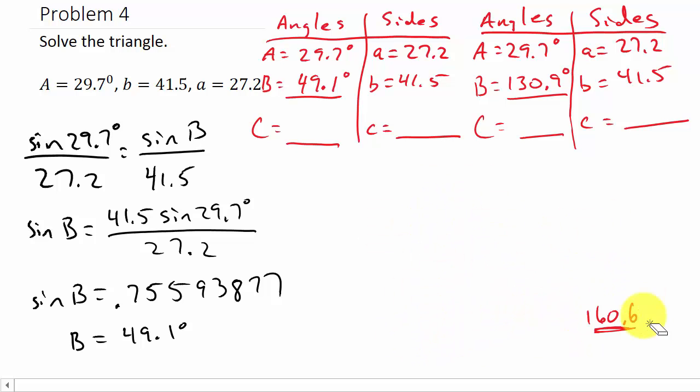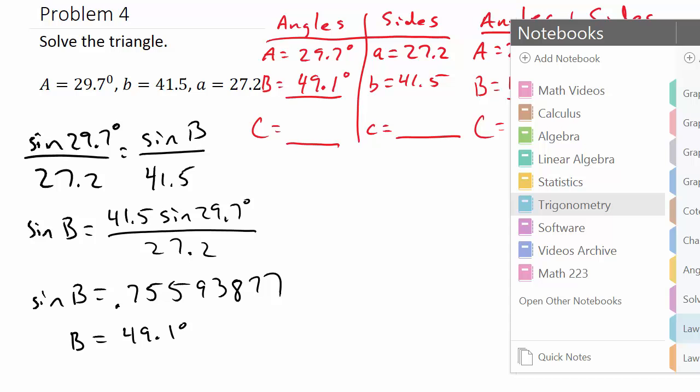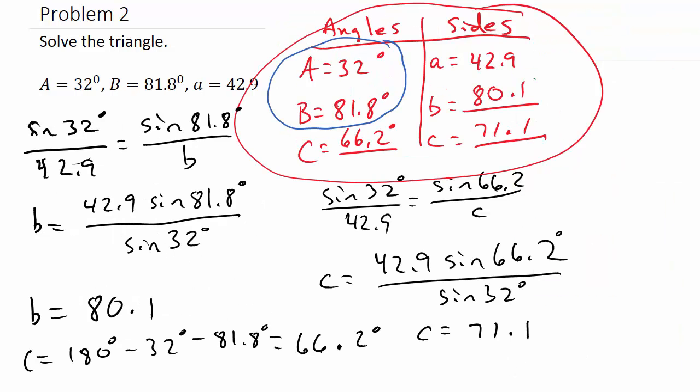Just remember, when you're using the law of sines, you're going to have to check for that second triangle. Sometimes you'll have it, sometimes you won't. But remember, this problem is different than this one. We talked about it in the second video. We didn't check for a second triangle here. This is the problem from part 1.